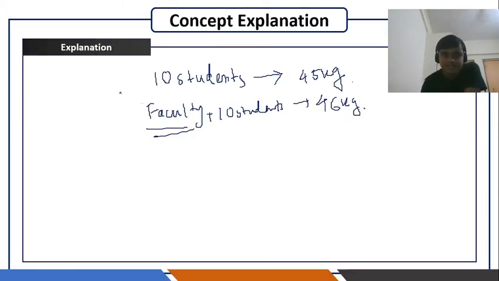The question is, the average weight of the 10 students is 45 kg. So when I have added the weight of the faculty with the weight of the 10 students, then the average weight became 46. So find out the weight of the faculty.